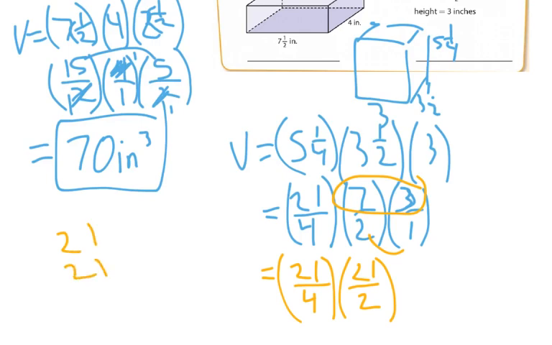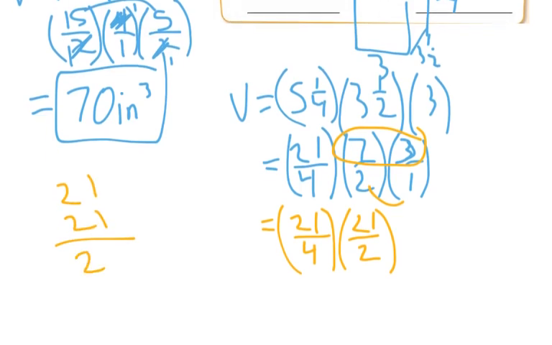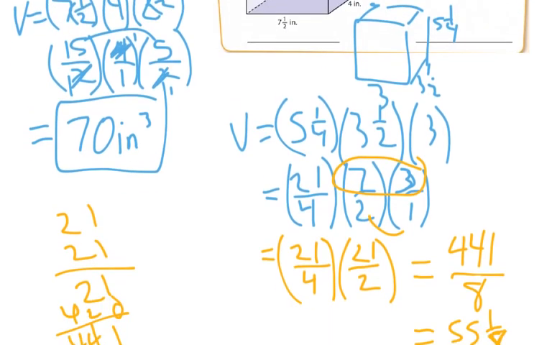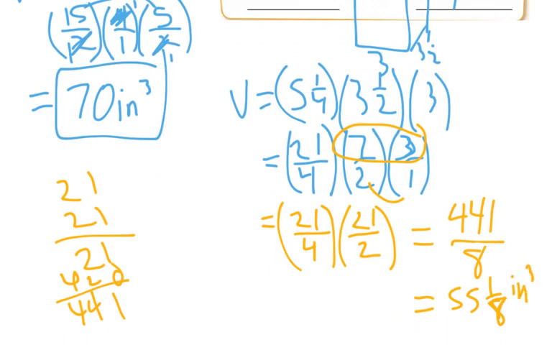Now off to the side, I'm going to do a little scratch work. What's 21 times 21? I'll get 441. Yep, 441. And so that ends up equaling 441 over 8, 2 times 4. Now, if I wanted to, I could leave this as an improper fraction and just call it good. Or I could make it a mixed number. And if I make it a mixed number, my final answer will be 55 and 1/8. There we go. And check our units. Inches, so that would be inches cubed.